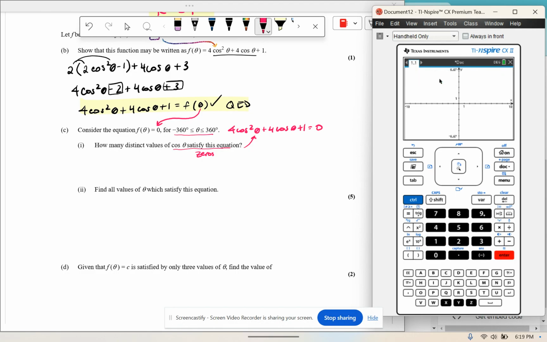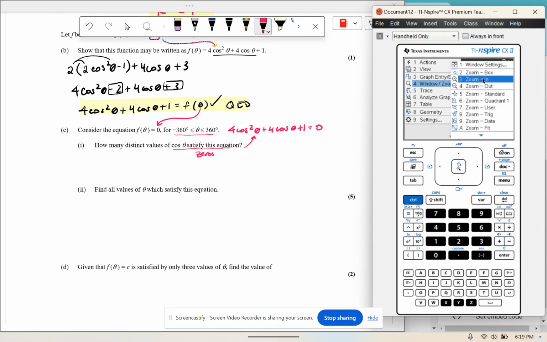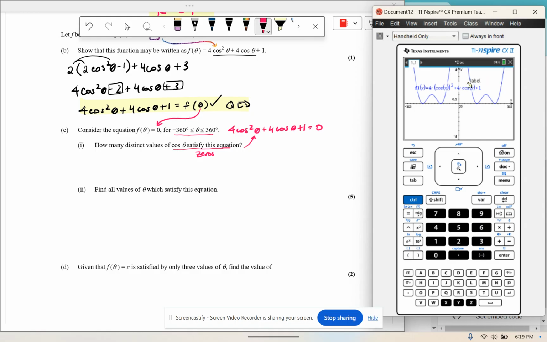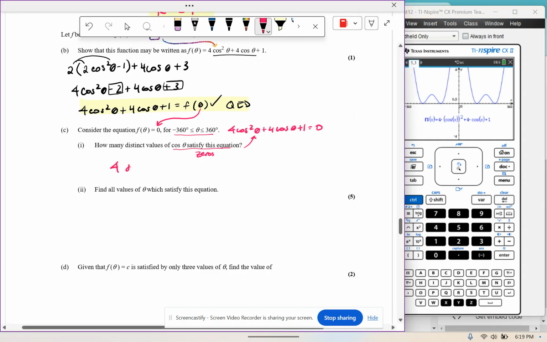Okay, so now I can't see my graph, and that's because I'm in degrees, but I'm not in the correct window. So sometimes if you hit zoom trig, it'll adjust it for you. Ooh, it did. Fantastic. That's a good time saver. Okay, so how many times does this graph cross the x-axis from negative 360 to 360? 1, 2, 3, 4. So there are 4 solutions. So you would say 4 distinct values.